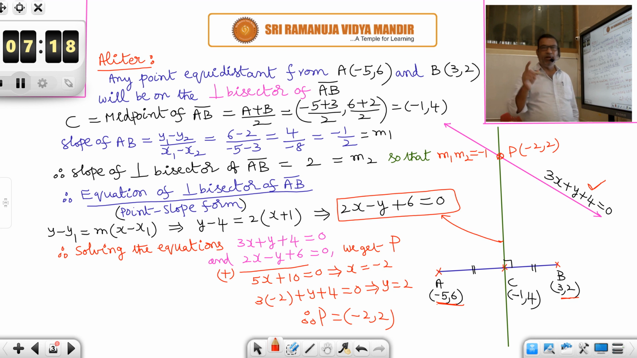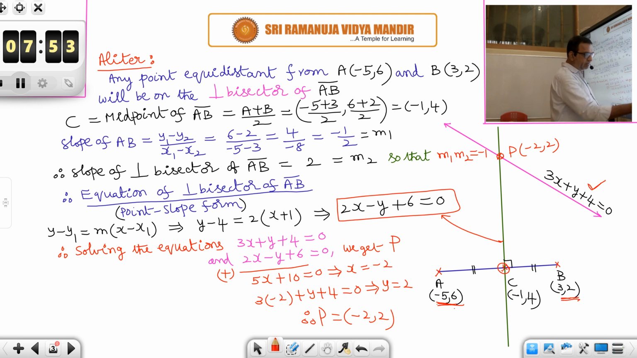You know that any point which is equidistant from A and B must lie on the perpendicular bisector of AB. The locus of the points equidistant from 2 points A and B is nothing but the straight line which is perpendicular bisector of AB. So, therefore, first let us find the perpendicular bisector of AB. That means first we have to find the midpoint C. What is the midpoint of A and B?